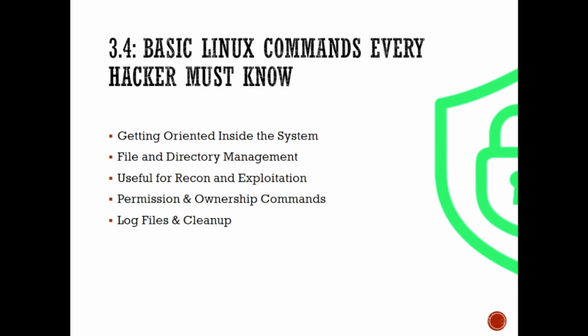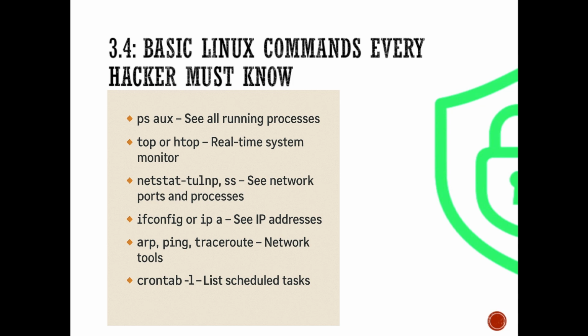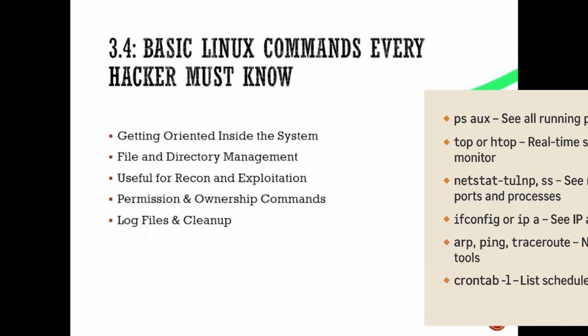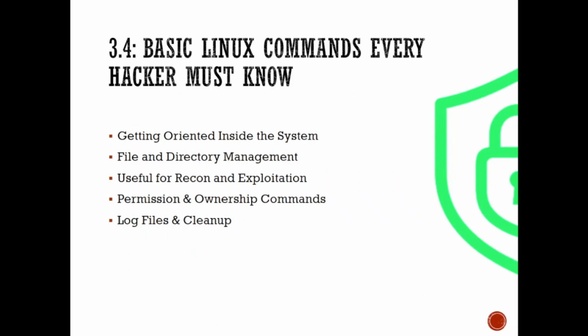Section 3. Useful for recon and exploitation. ps aux. See all running processes. top or htop. Real-time system monitor. netstat -tulnp, ss. See network ports and processes. ifconfig or ip a. See IP addresses. arp, ping, traceroute. Network tools. crontab -l. List scheduled tasks. Red team tip: cron jobs, open ports, and exposed services are gold mines for attackers.